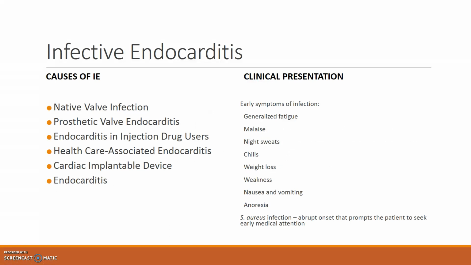Causes of infective endocarditis include native valve infection, prosthetic valve endocarditis, endocarditis in injection drug users, healthcare-associated endocarditis, and cardiac implantable device endocarditis. Generally, the clinical presentation early in the infection is generalized fatigue, malaise, night sweats, chills, weight loss, weakness, nausea and vomiting, and anorexia. I did make a note that with Staphylococcus aureus infection, there's typically an abrupt onset that prompts the patient to seek early medical attention. So when that's the causative pathogen, it's a different course, much more abrupt, and they come into your office sooner.